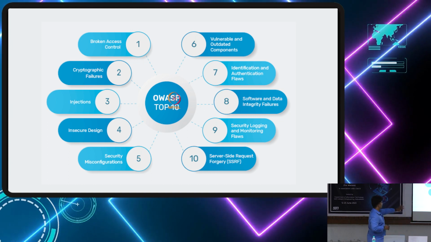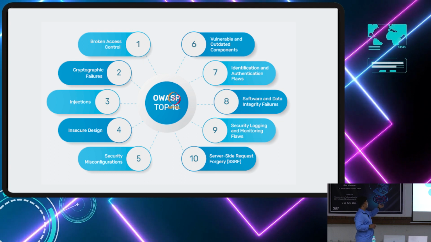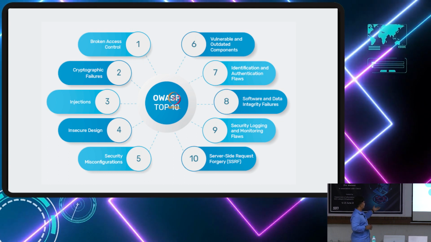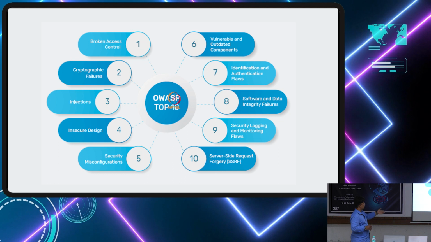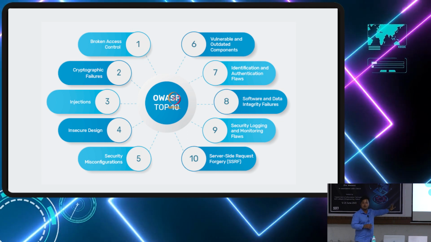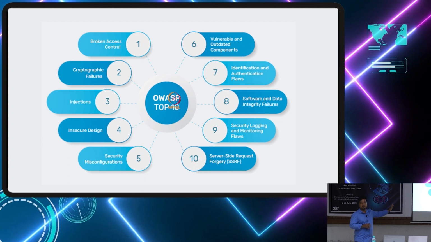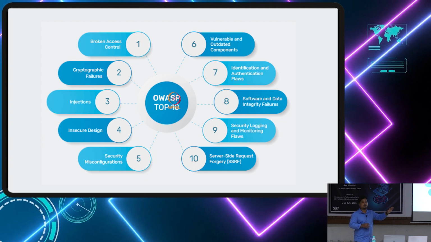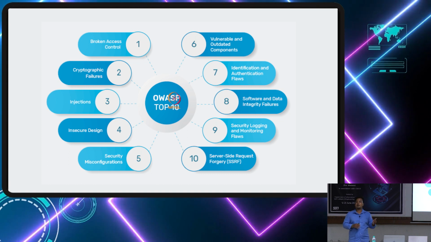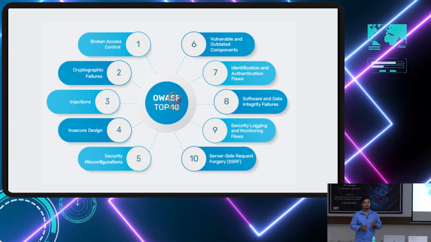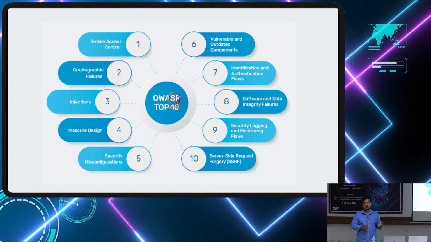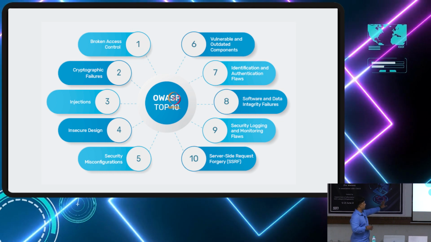So these are the top 10 vulnerabilities: broken access control, cryptographic failures, injections, insecure design, security misconfiguration, server-side request forgery. These are attacks purely for web applications. For APIs, there are separate categories: the OWASP API top 10, which covers only API related issues. IoT also has a separate OWASP top 10. So based on the tech stack, they publish the top 10 vulnerabilities.